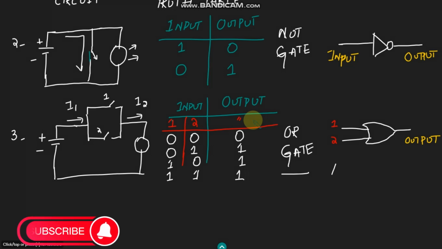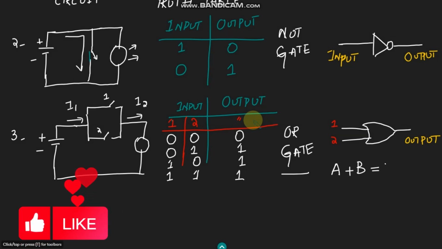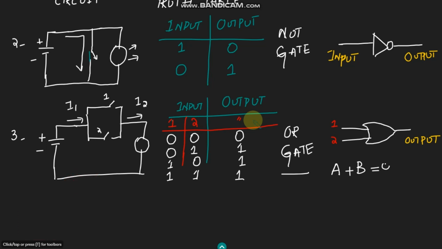So if we have two inputs A, B, their output is usually represented by this operator, which is a plus sign. So it is now the output. Mathematically it can also be represented by this, because now two operators are involved.